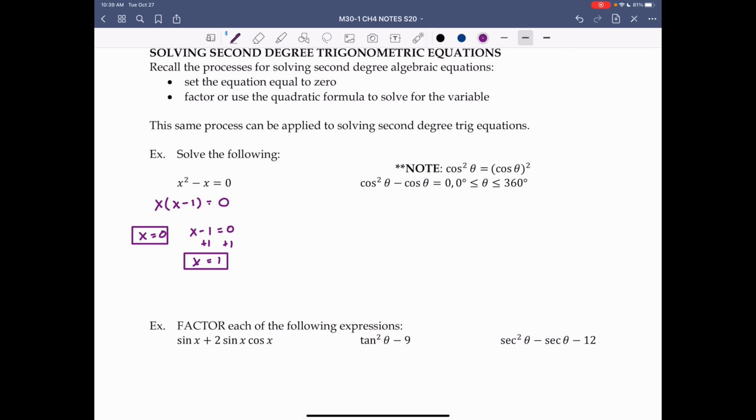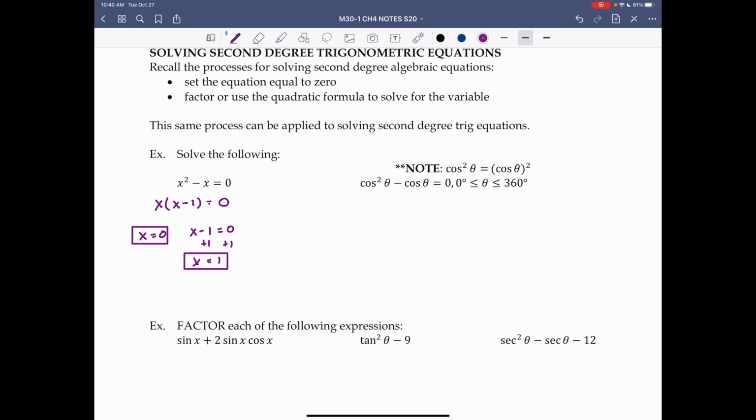Let's do that same process for a trig function. We have cos squared theta minus cos theta equals 0, for a domain of 0 degrees is less than or equal to theta is less than or equal to 360 degrees. So one positive full rotation. And a note here, for any trig function, if you have the trig function squared and then theta, that's equivalent to brackets, the trig function, and then outside the brackets squared.